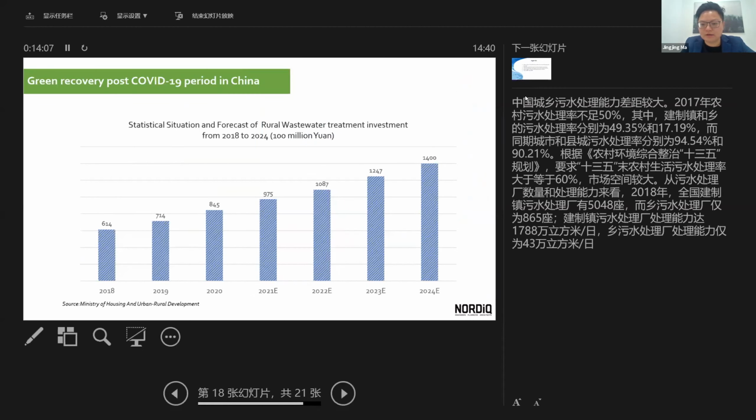Finally, we would like to also share that there is quite a huge gap between the rural wastewater treatment scale and the urban wastewater treatment scale. By 2019, in rural China, less than 40% of the rural wastewater generated has been treated. And for urban China, the treatment rate now is close to 95%.